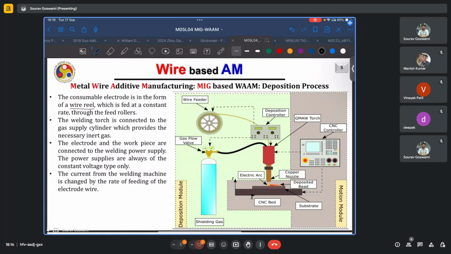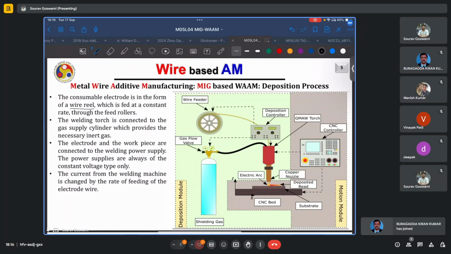Now, the welding torch is connected to the gas supply cylinder, which provides the necessary inert gas for shrouding. Electrode and workpiece are connected to the power supply, as we discussed. Based on the type of application we are targeting or on the type of material we are going to work with, we can assign negative or positive polarity to the workpiece. Or in the case of AC, it will be constantly switching. The power supplies typically are of the constant voltage type only, and the current from the welding machine is changed by the rate of feeding of the electrode wire. So the current is closely correlated to the rate of feeding of the wire.